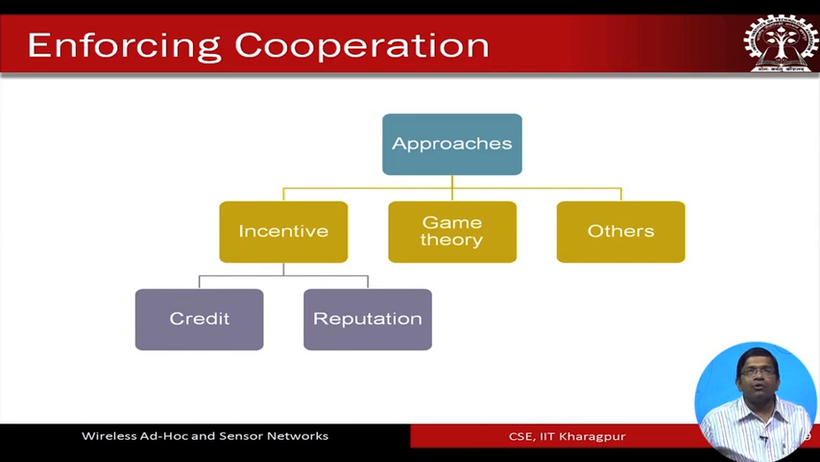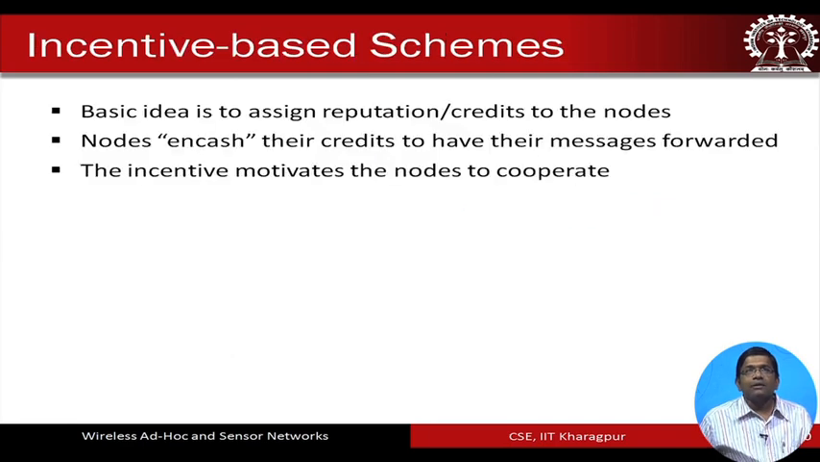So, for enforcing cooperation, different approaches have been proposed: incentive based approaches, game theory based approaches, and there are different other approaches which do not belong to either the incentive based approach or the game theory based approach. Under the incentive based approach, there are credit based approaches and reputation based approaches. So, let us now first look at incentive based approaches.